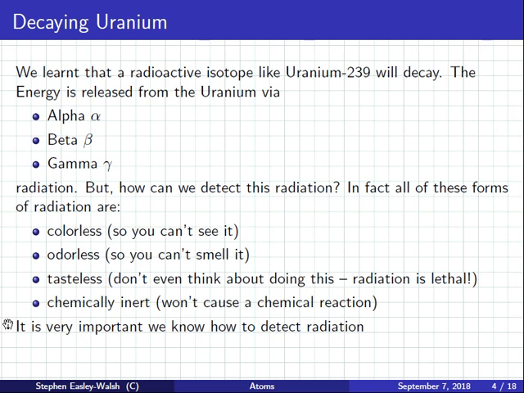But it's very important that we can detect radiation because it's so dangerous. But we have these 4 properties that make it difficult. So all I need you to write down is these 4 features of radiation: that it's colorless, odorless, tasteless, and chemically inert.